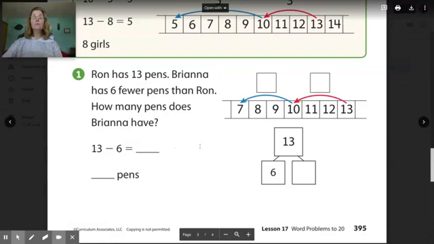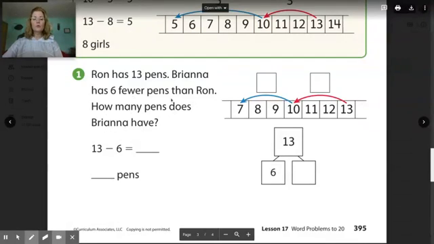So this is Ron and Brianna. Ron has 13 pens. Brianna has 6 fewer pens than Ron. How many pens does Brianna have?